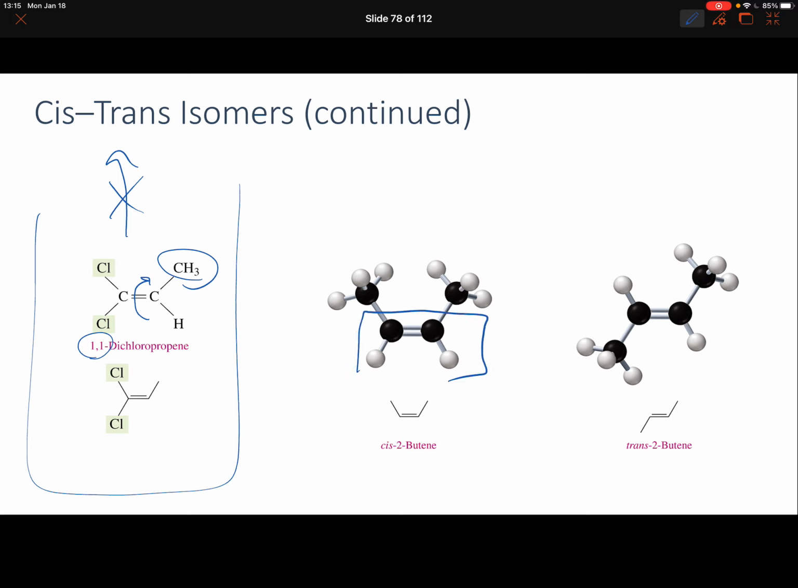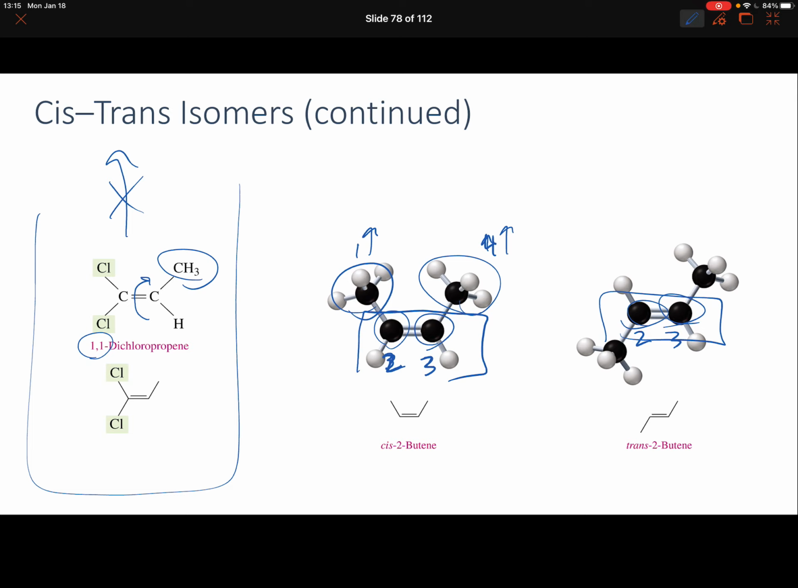So we'll take a look at this butene here. We've got two carbons that are locked in a double bond. The same two carbons up here are locked in a double bond. Let's call them what they are: carbon 2 and carbon 3, and this is also carbon 2 and carbon 3. Carbon 2 has carbon 1 up, and carbon 3 has carbon 4 up. Again, this bond cannot rotate. So 4 is up, and 1 is up. They're on the same side.